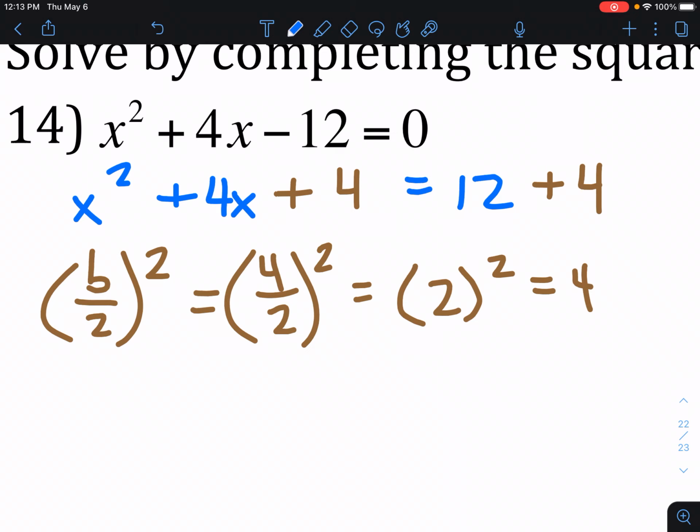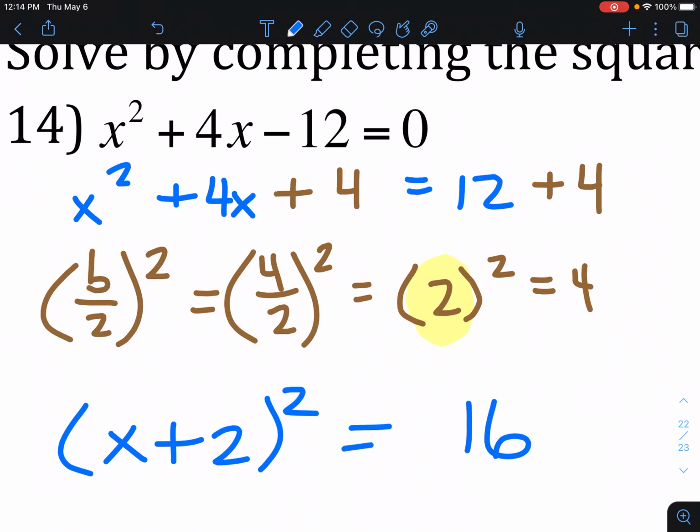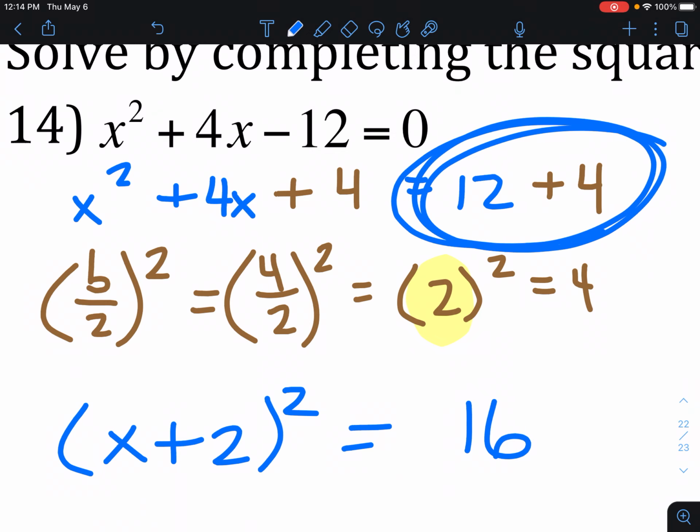Now on the left side, we are actually going to factor. Remember, it's parentheses squared. And then remember the shortcut I taught you guys. This number, that is a positive 2, so you can write x plus 2. If this number was a negative, you would put a minus in your parentheses. And then on the right side, you're going to have 16. That came from the 12 plus 4 that you actually had to add above.